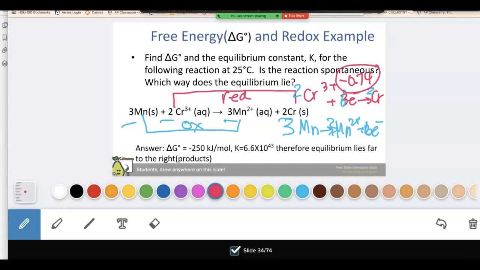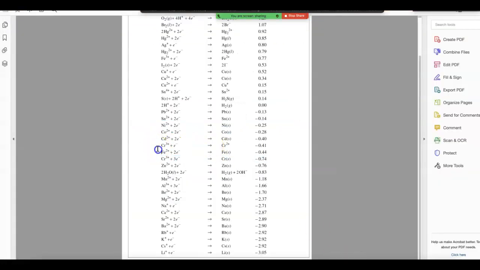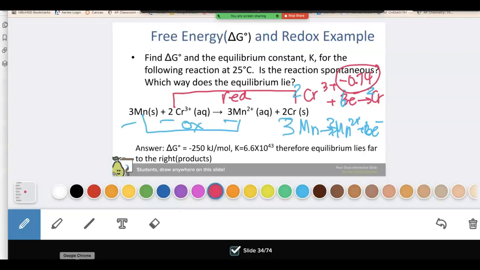Now manganese is being oxidized, and my sheet is not an oxidation potential. So I need to find manganese. Here it is, being reduced. But oxidation is the opposite. So instead of writing the voltage as negative 1.18, I'm going to write the voltage as positive 1.18 because I have flipped the equation backwards. And then I will combine them. So 1.18 and negative 0.74 is 0.44.